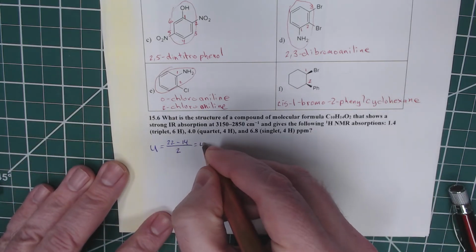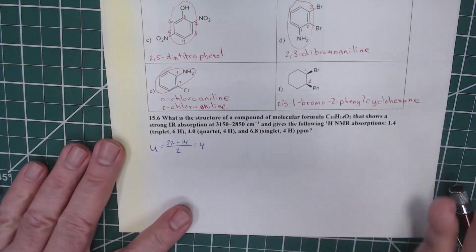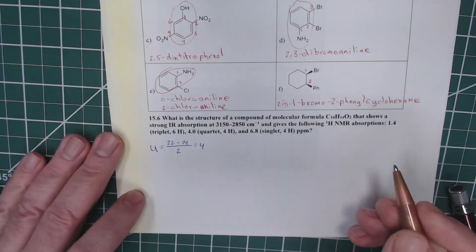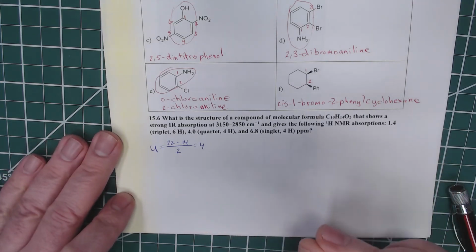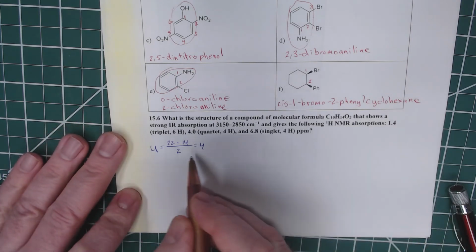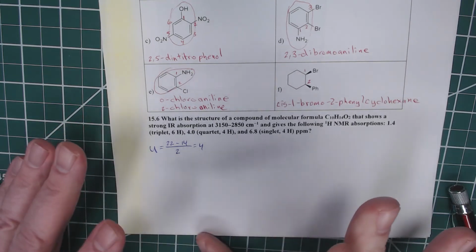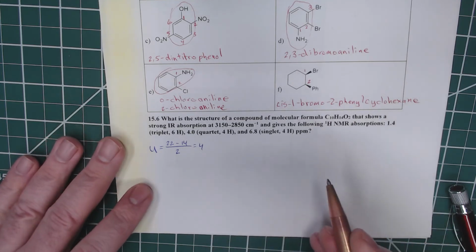That gives us 4. So there are 4 degrees of unsaturation. Because this is a chapter on aromatic rings, that's not very surprising. That means that we have a benzene ring. A benzene ring in and of itself has 4 degrees of unsaturation. That would account for it. That means we also have no additional unsaturation, so we have no additional double bonds.